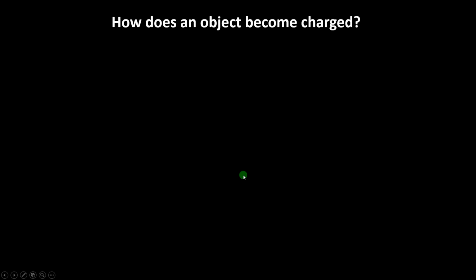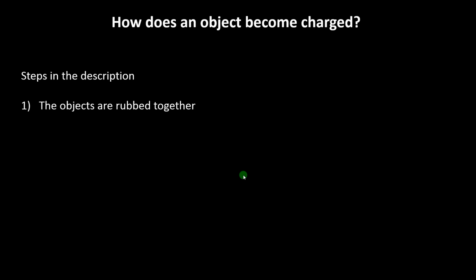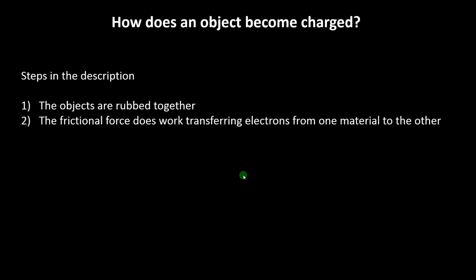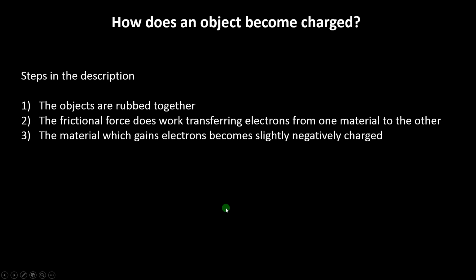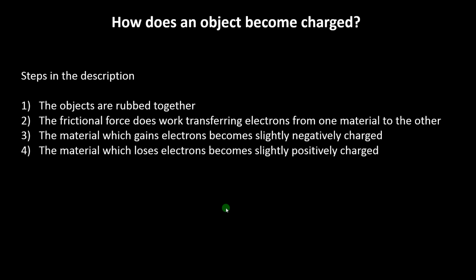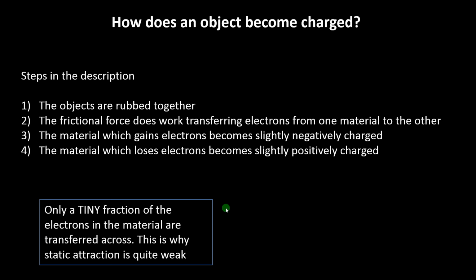So, how does the object become charged? The steps in the description that you need to be able to write if you're asked to describe this is that we need to have the objects rubbing together, like we said. And then the proper language would be that the frictional force does work transferring electrons from one material to another. So it takes some energy to move the electrons across, and that's why we need to have the frictional force doing that work. And we need to remember that the material which gains electrons becomes slightly negatively charged, and the material which loses electrons becomes slightly positively charged.